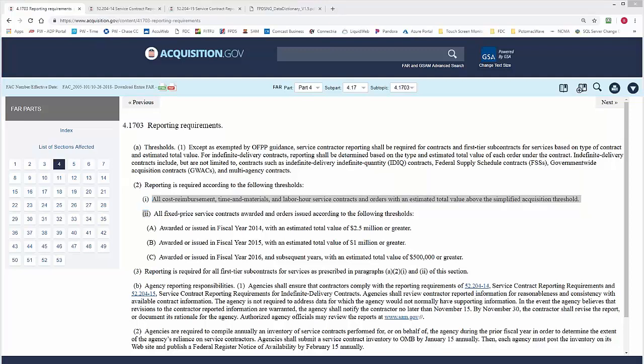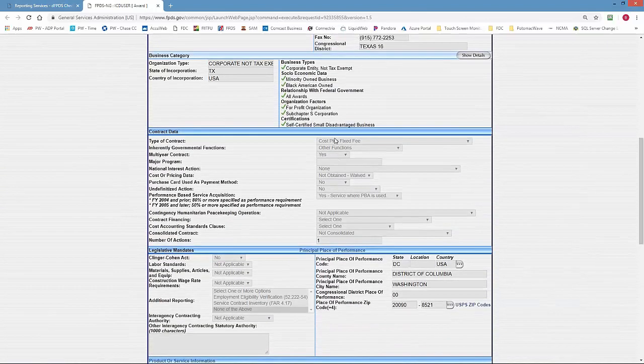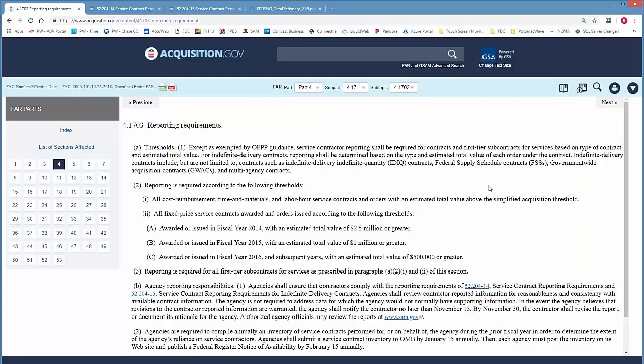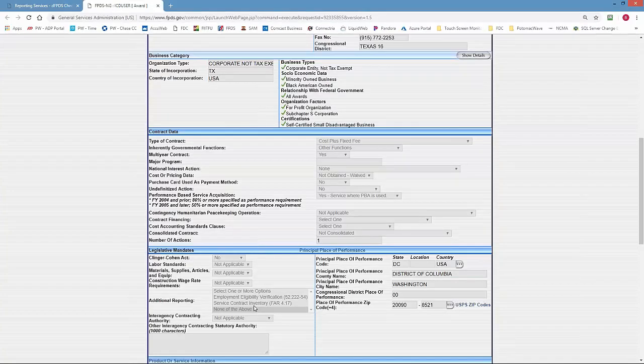I'm jumping around, but yeah, cost plus fixed fee. So it's a cost reimbursement. It was above the SAT. It was $260,000 based on all options value, estimated total value. So there you go. FAR 4.1703 required that the service contract inventory be selected for the 7G field.